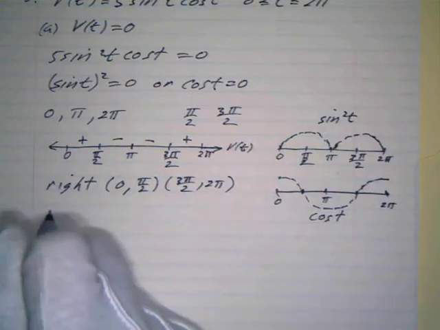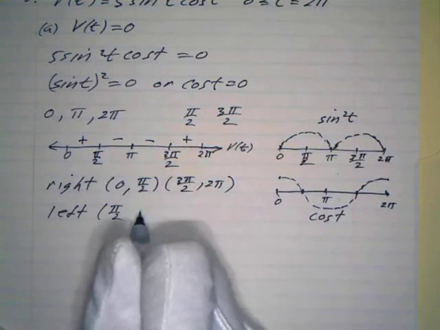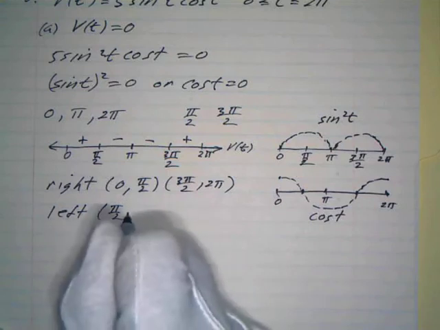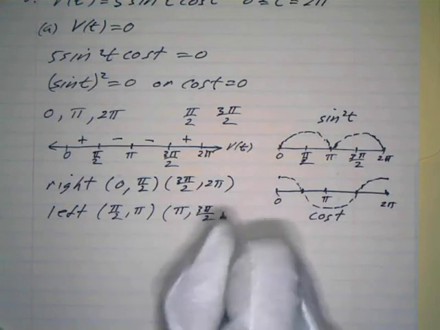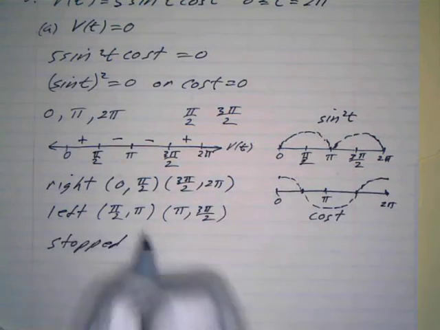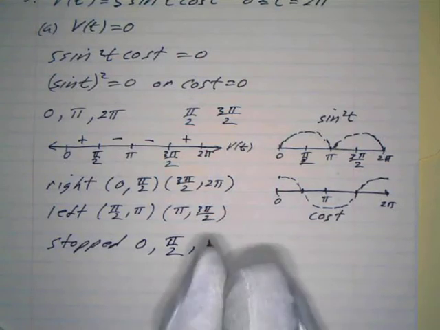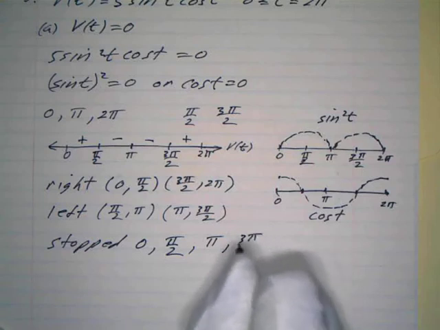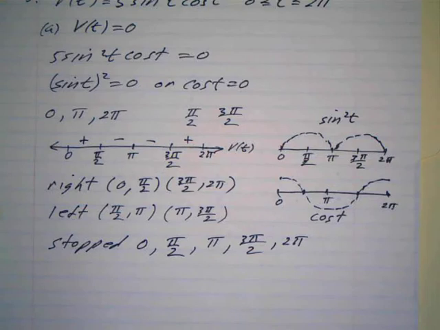We're moving left when it's negative. So that's going to be pi over 2, not all the way over here because we stop at pi. So it's going to be pi over 2 to pi, and then pi to 3 pi over 2. And we just stop for a moment at pi. And we're stopped at these points: 0, pi over 2, pi, 3 pi over 2, and finally 2 pi. That's where we're stopped. So there's a bit to that A part.